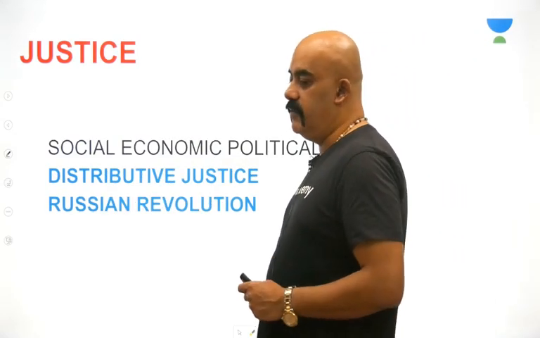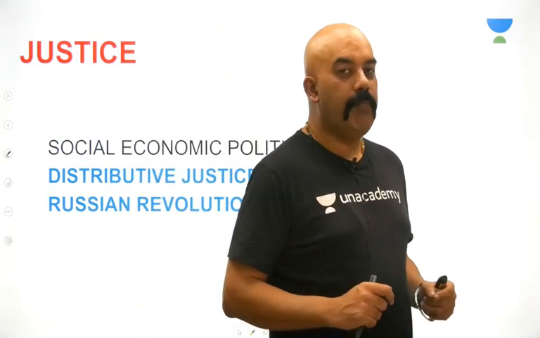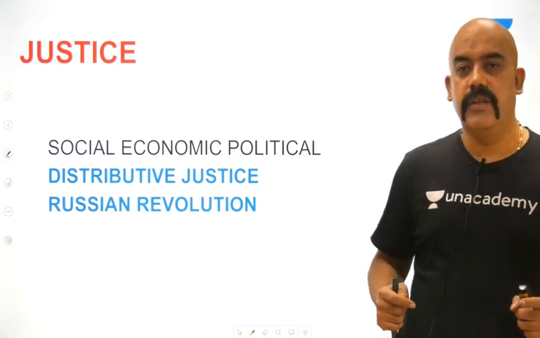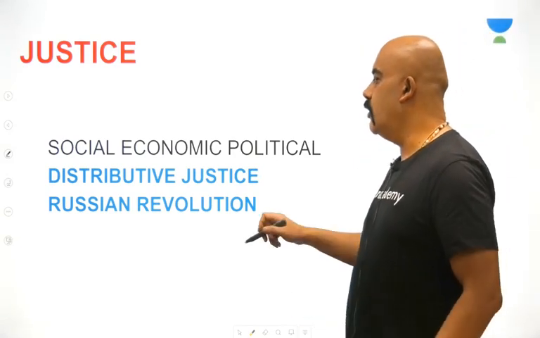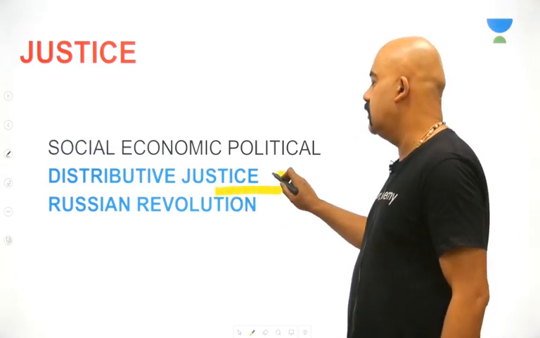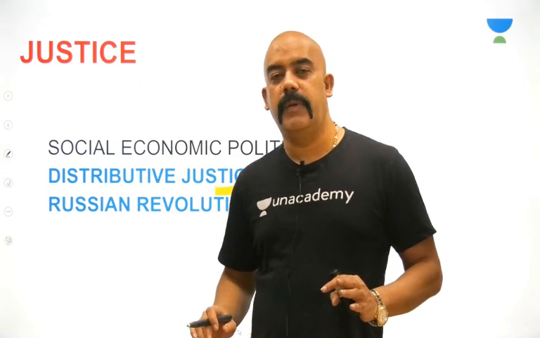Then our objectives. Now the word justice, social, economic and political, I hope you know, was the tagline, or rather the motto, of the Russian Revolution. So we decided to do what is called distributive justice. Everyone should have social, political and economic justice.